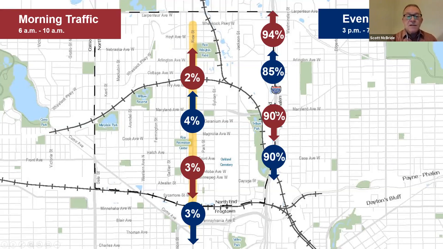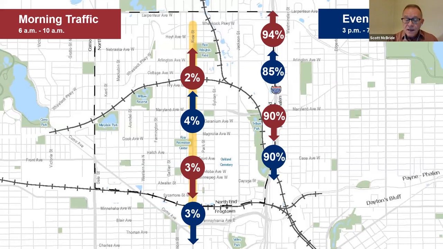And about 3% of the traffic was on Rice Street that wanted to go through. So it's a pretty low number. Bottom line is most of the traffic is staying where we want it to stay on the big road. Sticking with the morning in the northbound, you see 94% of the traffic stayed on 35E and 2% stayed on Rice Street. So that's a pretty good number as well. There's not a lot of through traffic using Rice Street.